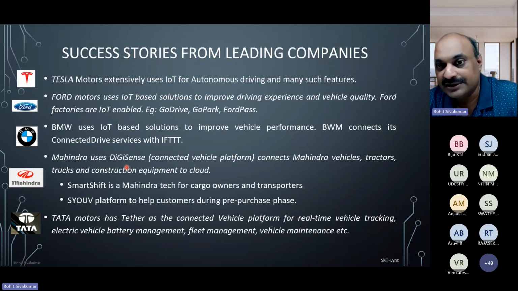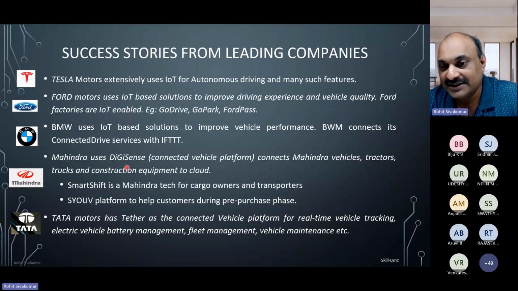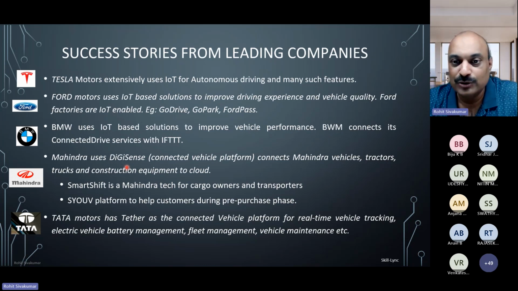Smart Shift is another tech for fleet management that Mahindra has provided for all its cargo owners and transporters. SYOUI is a platform that helps you to make some pre-purchase decisions. For example, what kind of features you need in your car, what you want to customize in your car, what could be the type of inventory that might be needed to provide personalized customer features. So those platforms are again from Mahindra, which help to manage not just the user experience, but also to manage the manufacturing timelines and inventory timelines and so on.